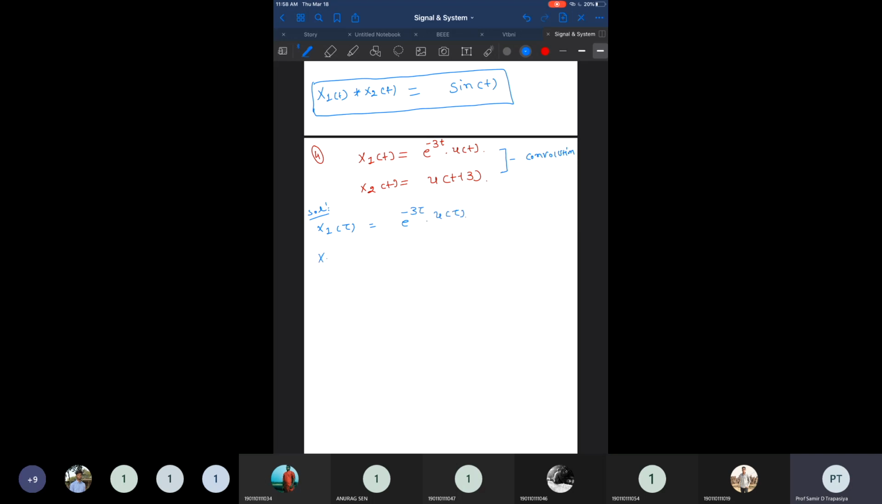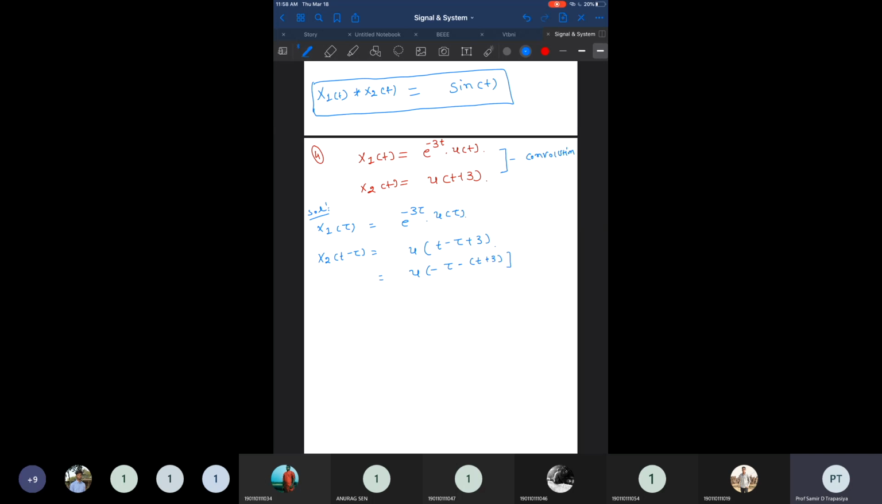Then the next signal is x2 of t minus tau. So every t is replaced with t minus tau, and that leaves us with u of t minus tau plus 3. And this signal u of t minus tau plus 3, how can we represent it? We can represent it as u of minus tau, where tau is replaced with minus t plus 3, right? So that can be represented in this form.